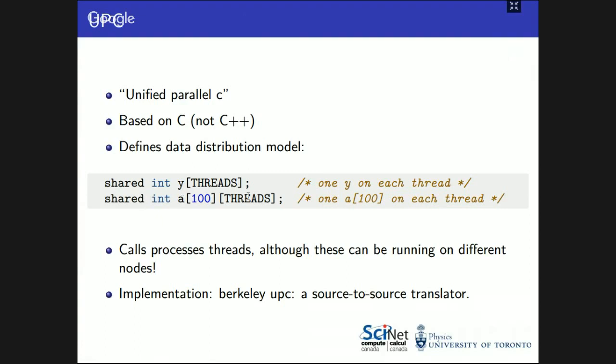It can have higher dimensional arrays, or I can have an array of 100 in each of the threads. And so basically this last index is an index along the threads, which are really processes. The way this is implemented is really a translation model. It takes this C and translates it to C, calling all kinds of MPI stuff under the hood. And the most common one is the Berkeley UPC compiler. And so it translates that, and then it compiles it with the other compilers.